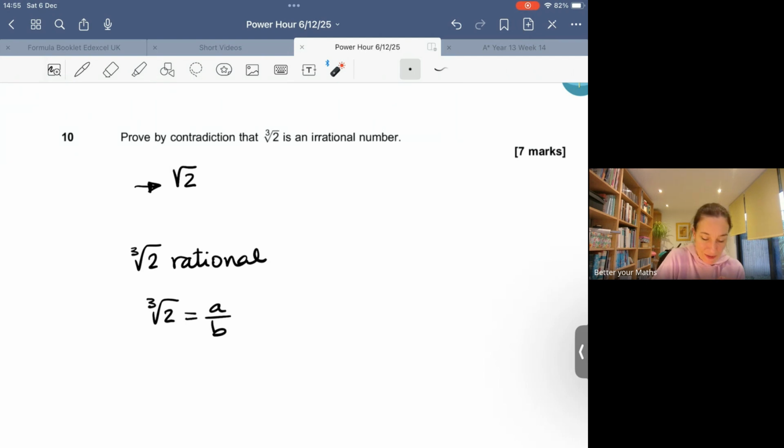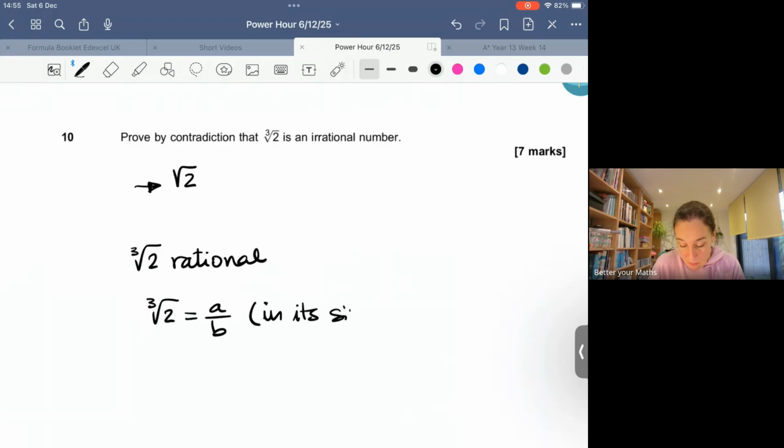I know it's difficult to remember. It's in the simplest form. Yeah, this fraction has a and b with no factor in common. Yeah, in the simplest form, and we can assume that. Please remember, because it's the way of proving this, or root 3 or cube root. Yeah, we are doing all these questions in the same way. It's in the simplest form. So now we start our working out, and at one point we are going to discover a contradiction.